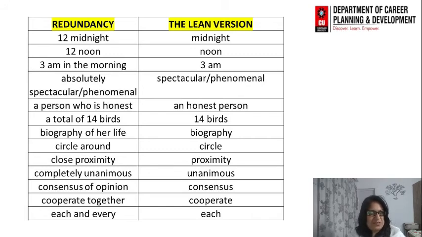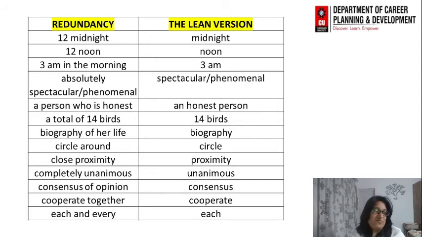Okay, absolutely spectacular, phenomenal. So spectacular and phenomenal can be used independently. You don't have to use absolutely along with it. A person who is honest, an honest person. You can say an honest person. You shouldn't say a person who is honest. You have a shorter version for it, of course.